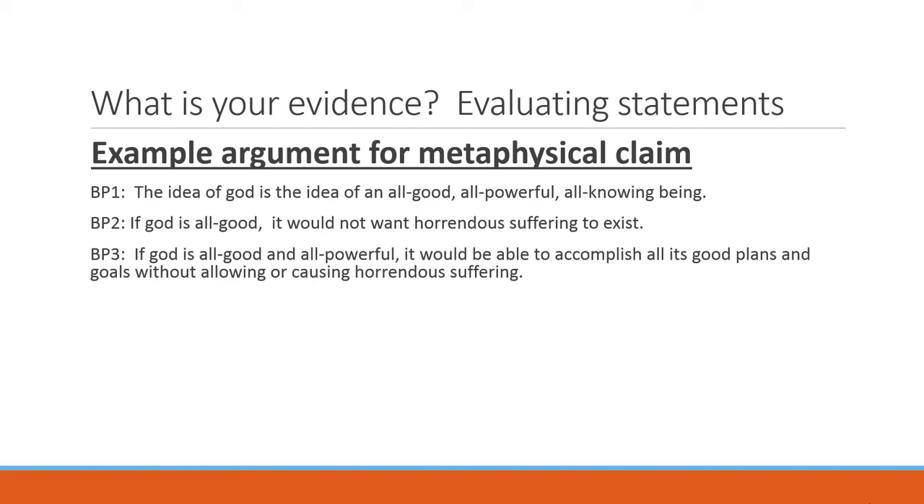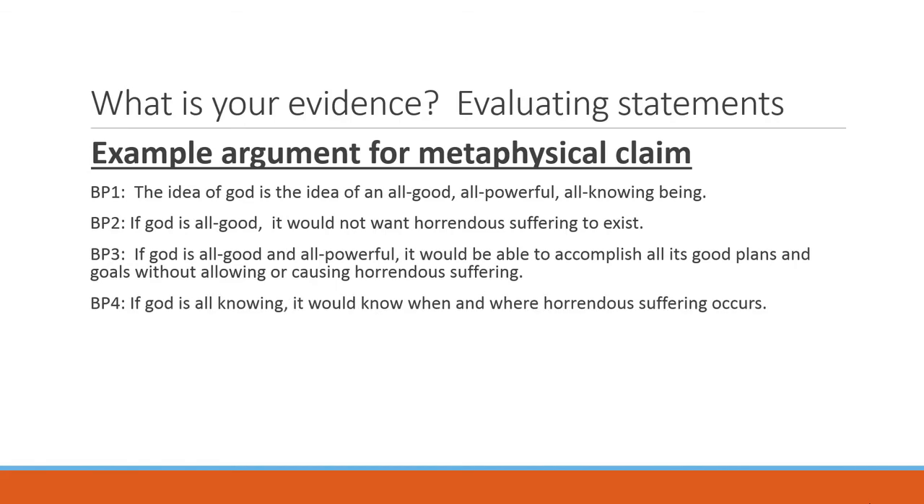Basic premise 3 is also an analytic claim. If God is all good and all powerful, God would be able to accomplish all its good plans and goals without allowing or causing horrendous suffering. Basic premise 3 is an analytic claim that comes from analyzing the concepts all good and all powerful. Basic premise 4. If God is all-knowing, God would know where horrendous suffering occurs. Again, an analytic claim, analyzing the concept of all-knowing.